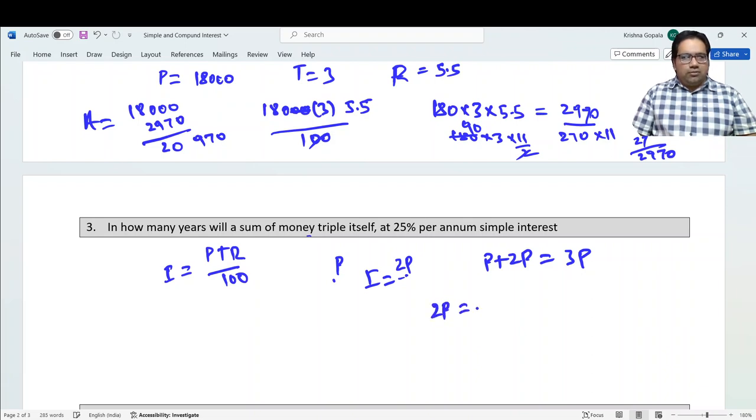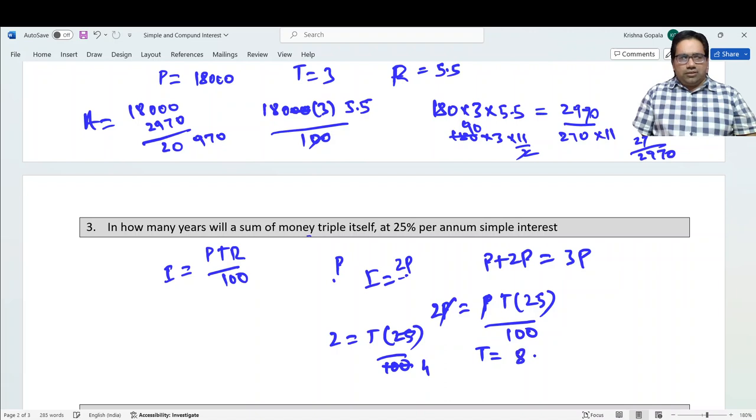2P is equal to P into what is time? Time we don't know. He is asking what is time? Into R, 25, we know, by 100. P and P get cancelled. 2 equals T into 25 by 100. T equals 8 years. Okay, 3 into... that is 8 years.